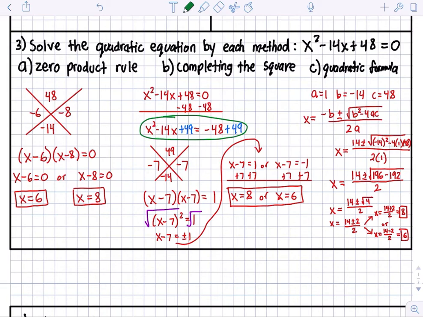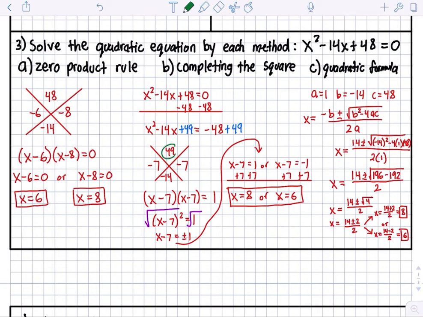So half of negative 14 is negative 7. You square that, which is negative 7 times negative 7 is 49. So I know to add both sides by 49. Then, after you guys add by 49, you guys factor the left-hand side.